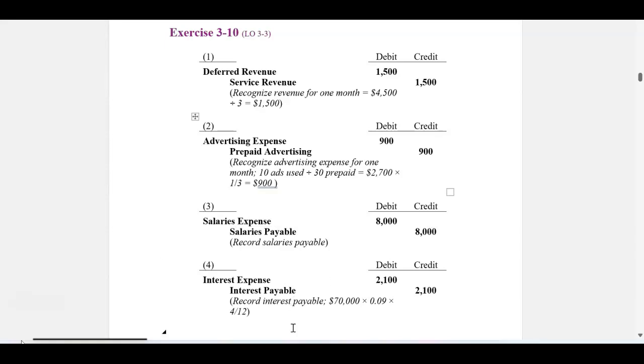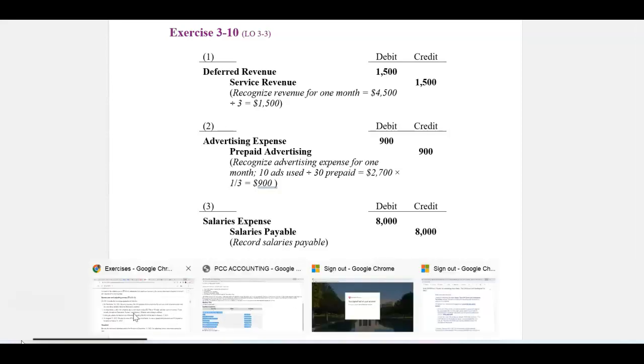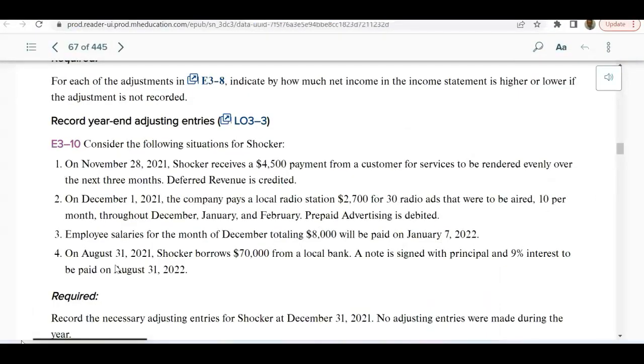The last one says on August 31st of 2021, the company borrows $70,000 from a local bank. A note is signed with the principal and 9% interest to be paid on August 31st, 2022. So what was the journal entry on this date? It was borrowing, so cash was debited for $70,000, and note payable was credited for $70,000.